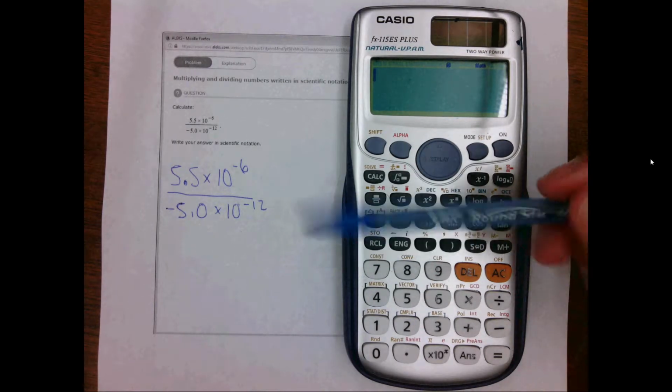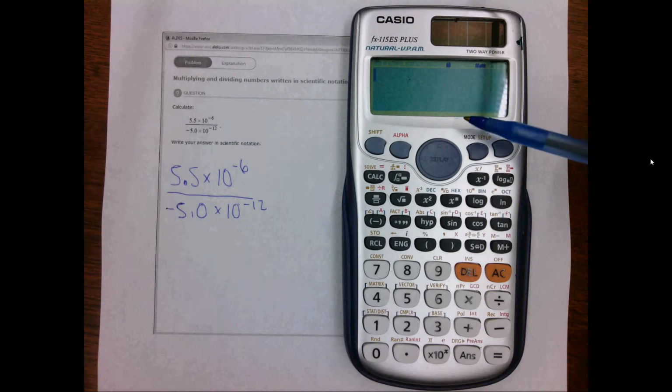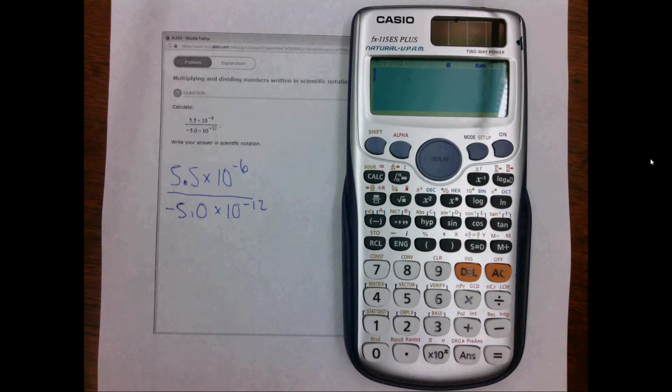But when you actually face problems like this in the chemistry class, which do come up, you're probably going to use a calculator to solve them. So I wanted to take a couple minutes and show you how to use two major brands of calculators. In this case, we have a Casio, and in a minute I'll show you how to do it on a Texas Instruments. They work similar, but slightly different ways.